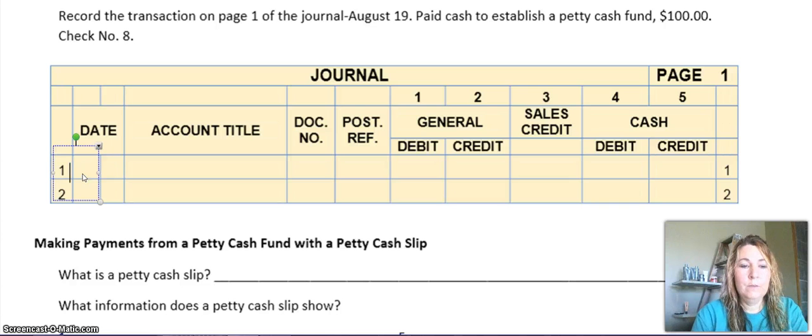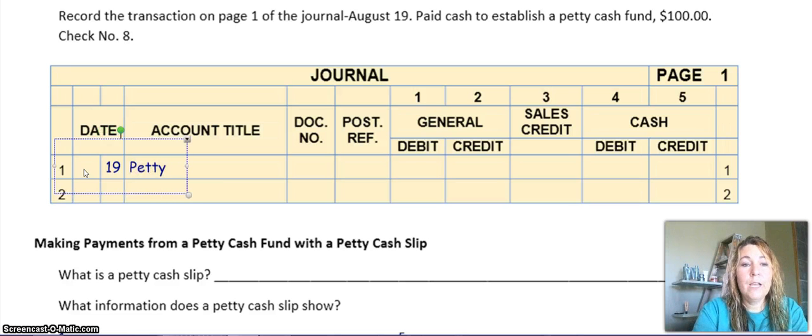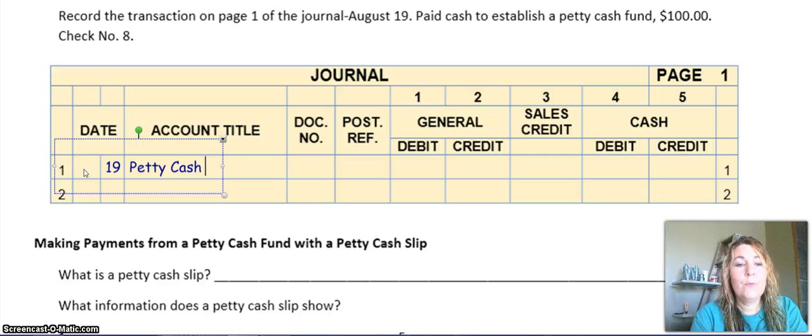So we're going to come down, August the 19th, and the account we're going to use to establish our petty cash fund is actually petty cash. Now this is the only time, besides for at the end of the period when we get into closing accounts. But right now, petty cash, this is the only time you're ever going to use it, is when you establish it. You will not use petty cash when you replenish it.